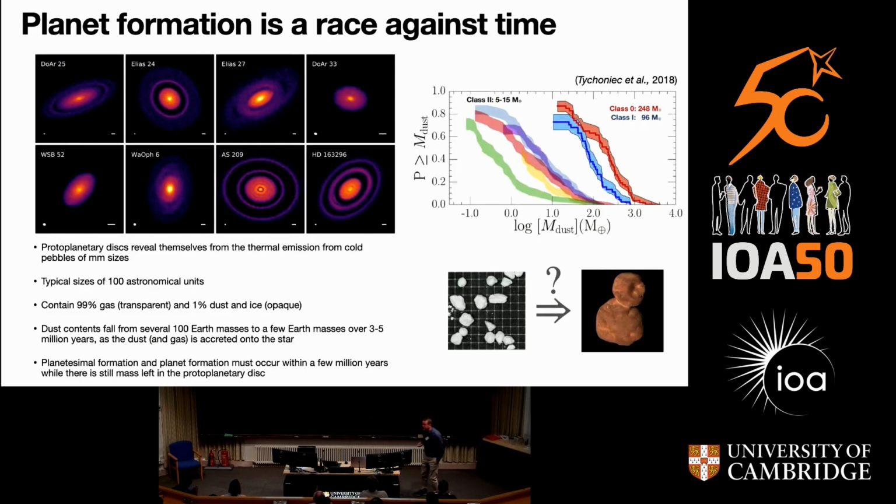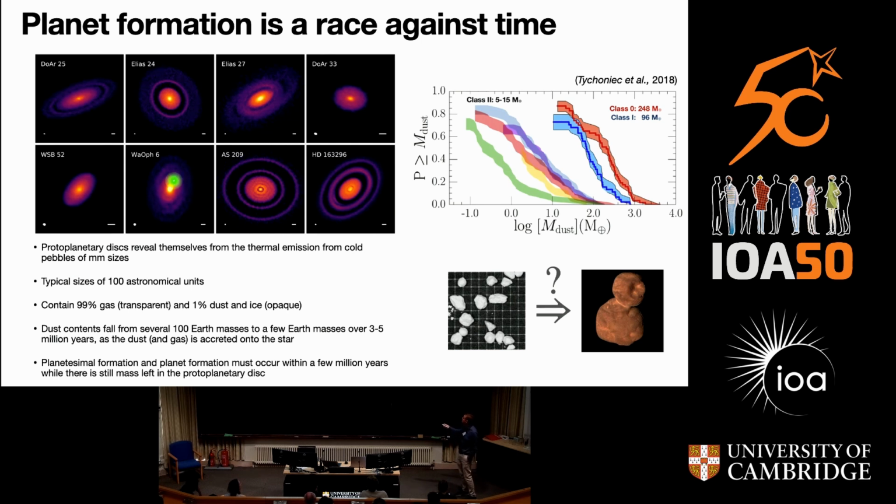So, as I said, planet formation takes place around young stars in protoplanetary disks. This is what you see with the ALMA telescope when you point at young stars right now out in the universe, surrounded by beautiful disks of gas and dust. It's called a protoplanetary disk. What we're seeing here is the thermal emission from cold pebbles of millimeter sizes. They are approximately 100 AU in size. It's a 10 AU bar here, approximately the scale of our solar system.